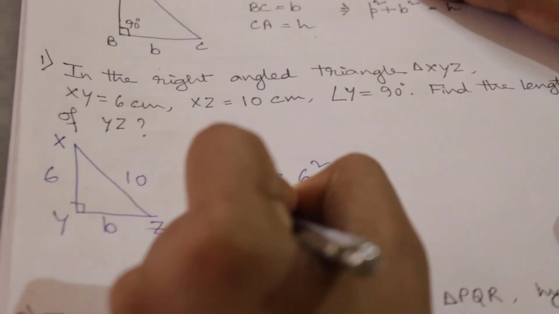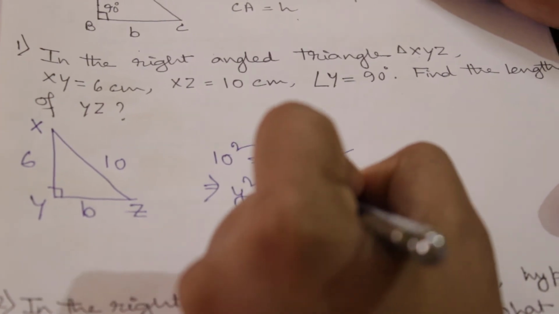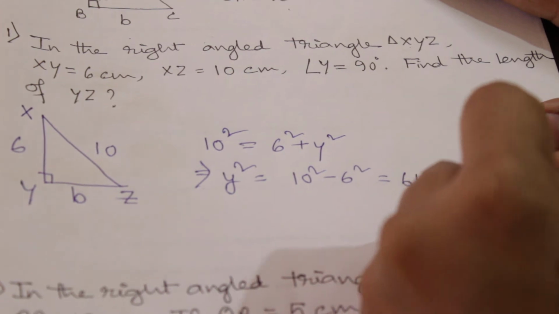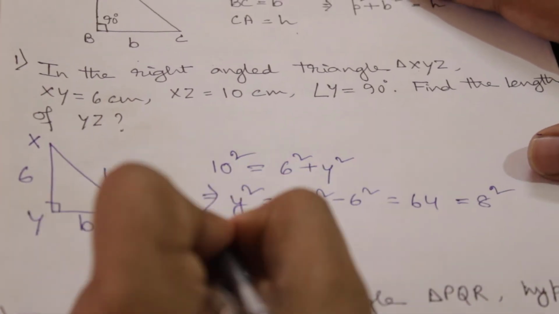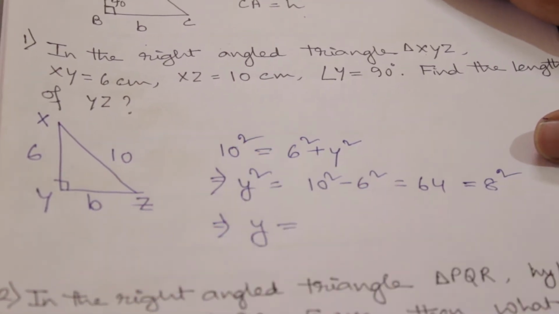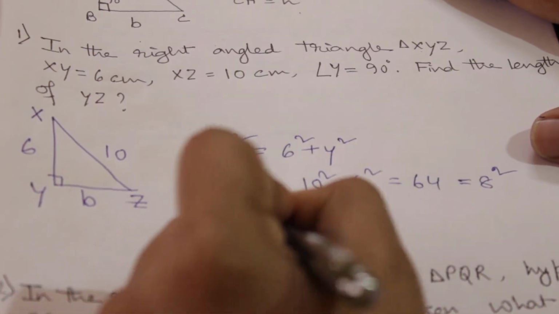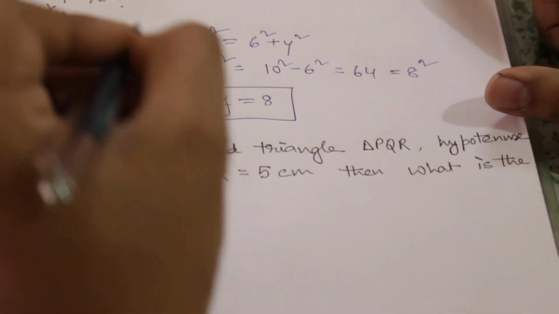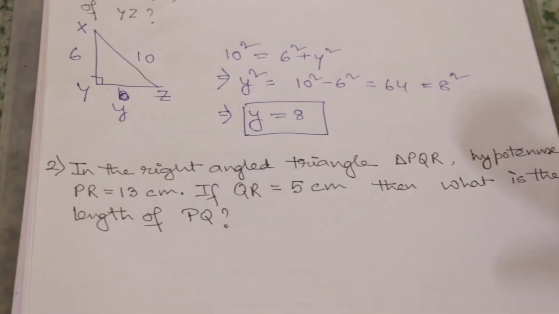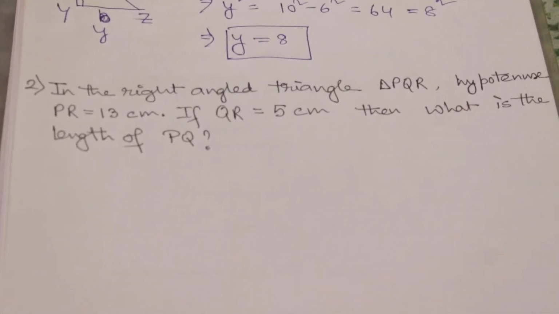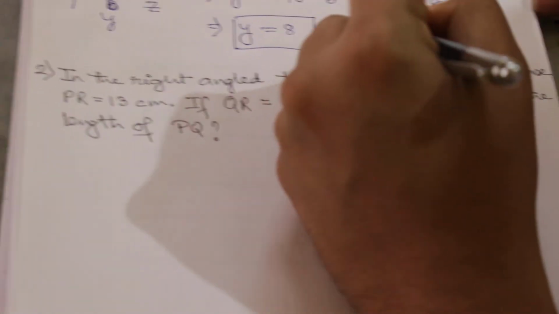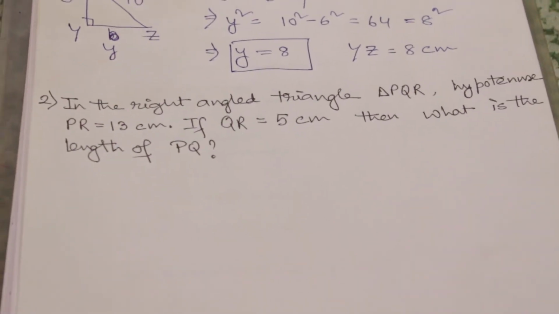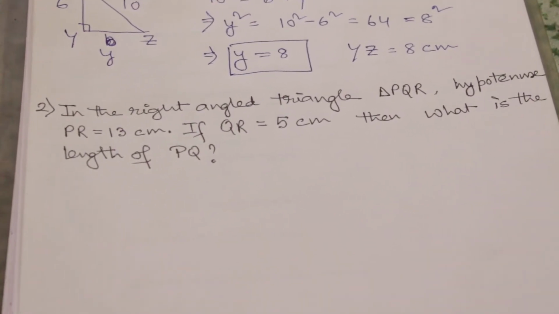So from here we will get y square as 10 square minus 6 square, that is 64. So it is 8 square. So if we take the square root of both sides, then we will get y equal to 8, which is the answer. So this is y. So YZ is equal to 8 cm. So this is the final answer. Okay. Moving on to our next example.